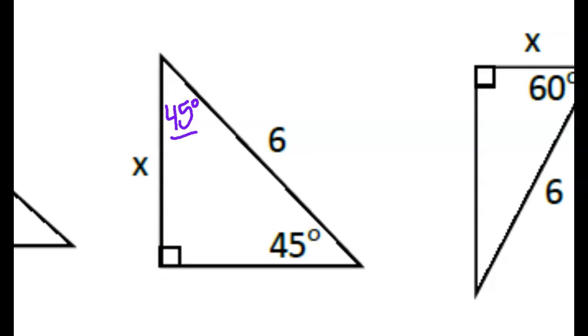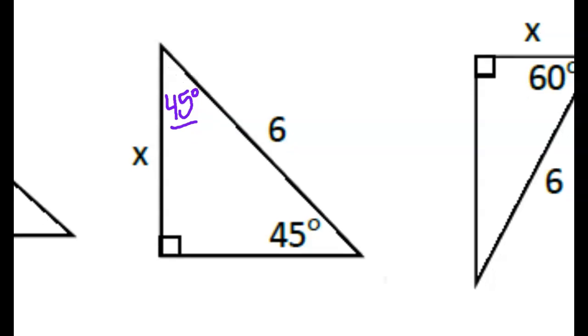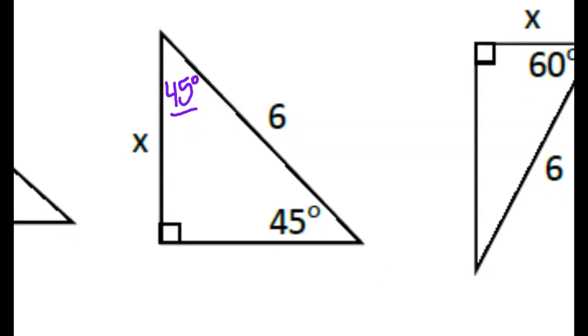All right, so the first thing I do is label my triangle based on the side length ratio. So the side across from 45 is x, the side across from the other 45 is x, and the side across from the 90 is always x square root 2. Now, do you immediately know what your x value is here?